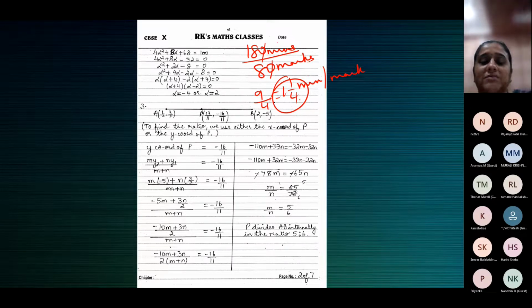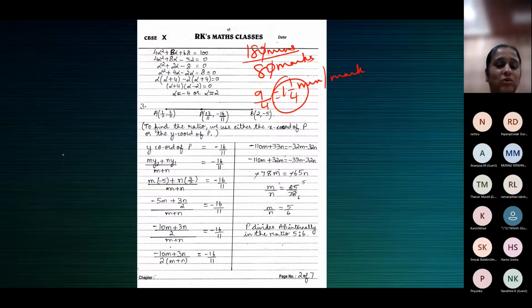180 minutes for an 80 marks paper. When you divide, you get 1 by 4 minutes per mark. Per mark meaning for 1 mark, 1 by 4. I hope my division is correct. So for 1 mark, you can spend only 1 by 4 minutes. Now we can spend a long time.